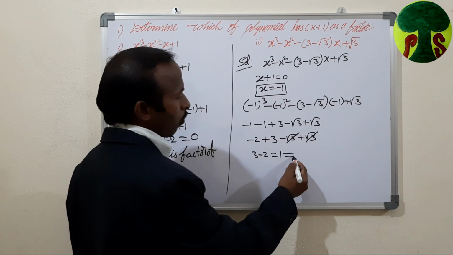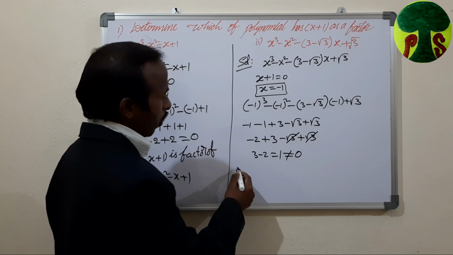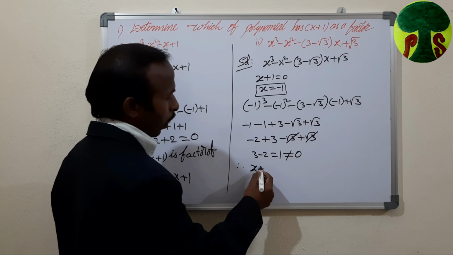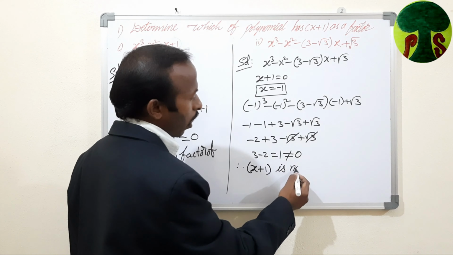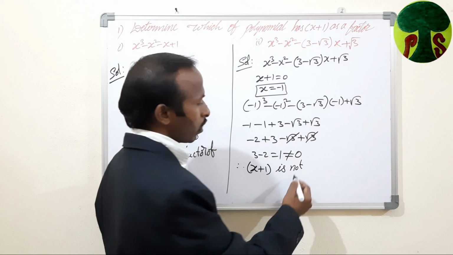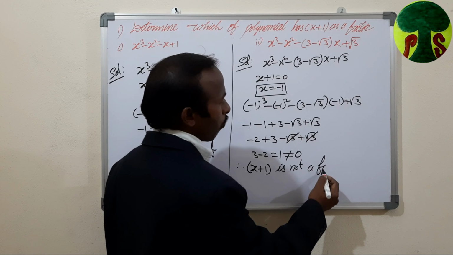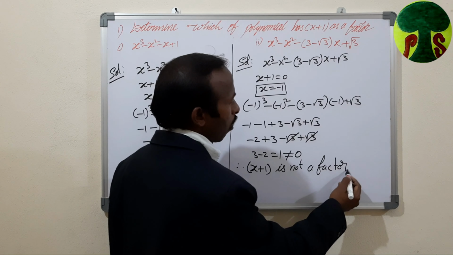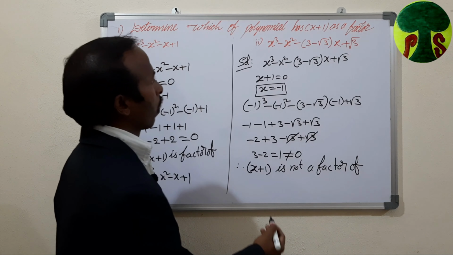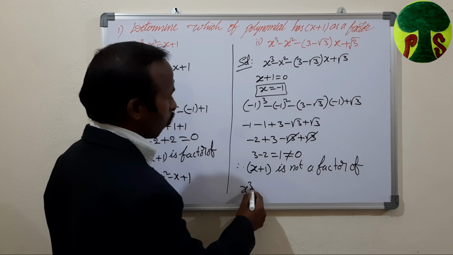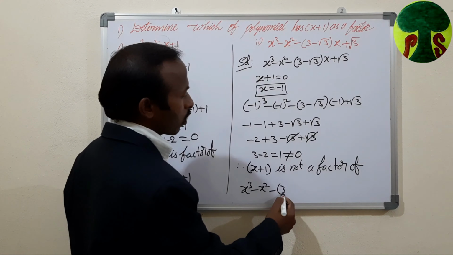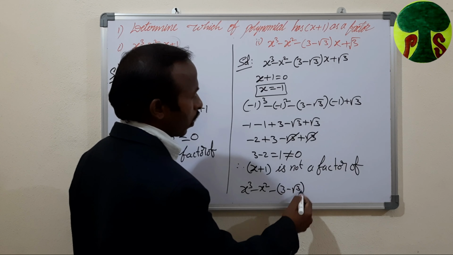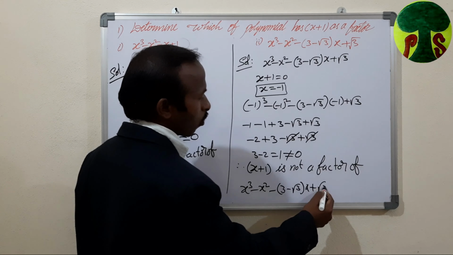Hence it is not equal to 0. Therefore x plus 1 is not a factor of the given polynomial x cube minus x square minus (3 minus root 3) into x plus root 3.